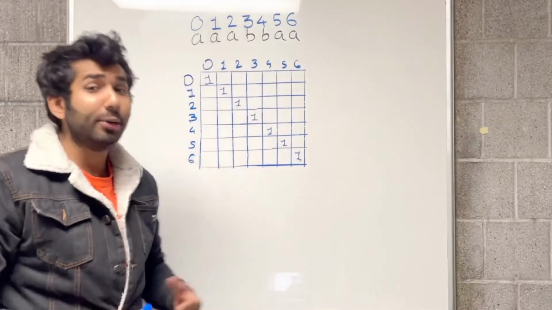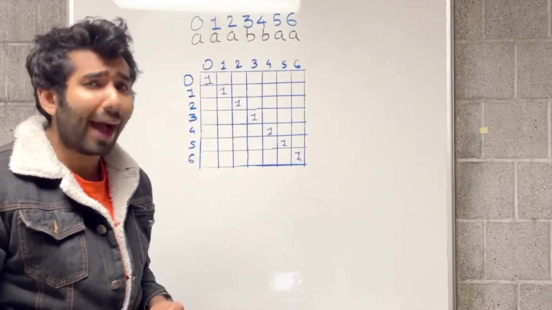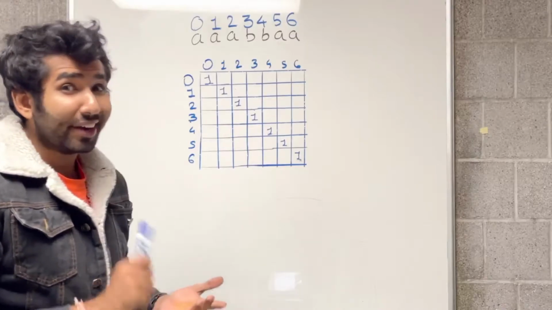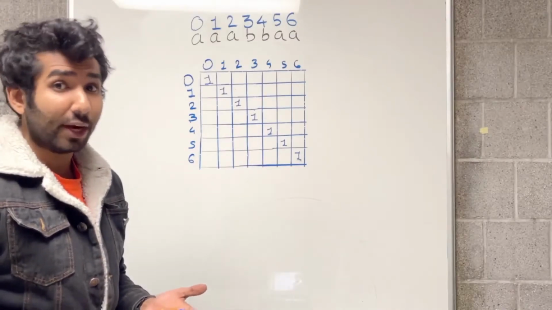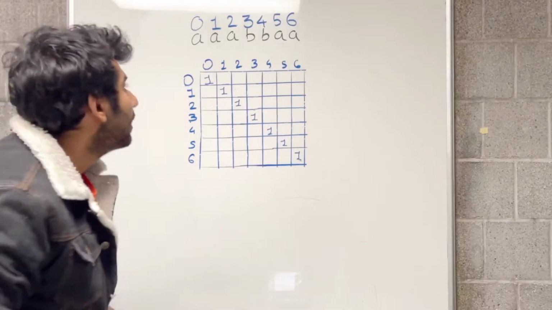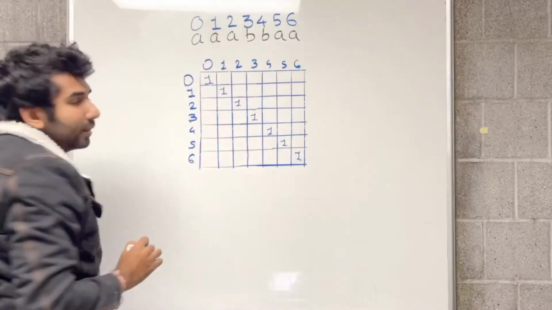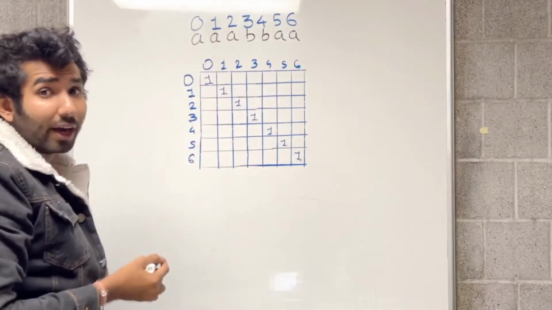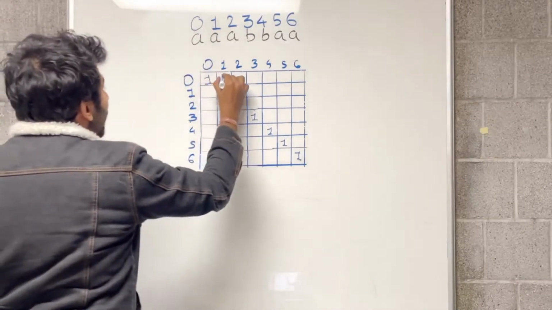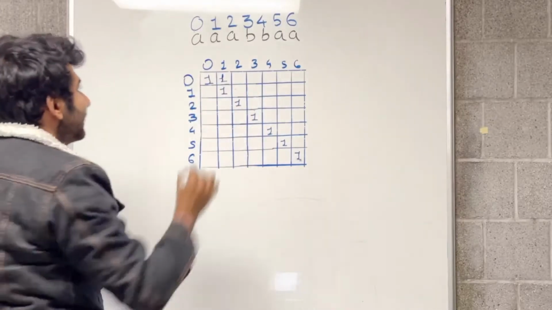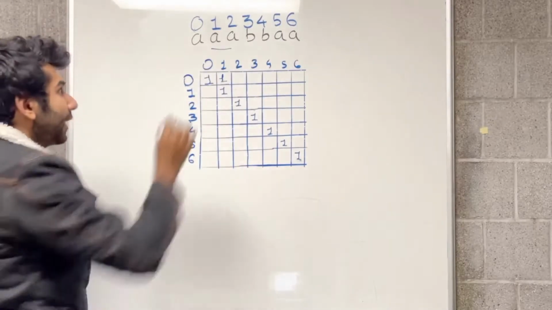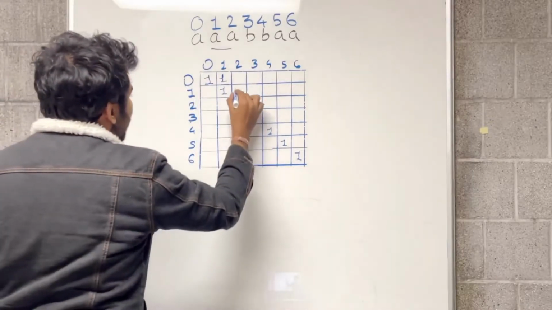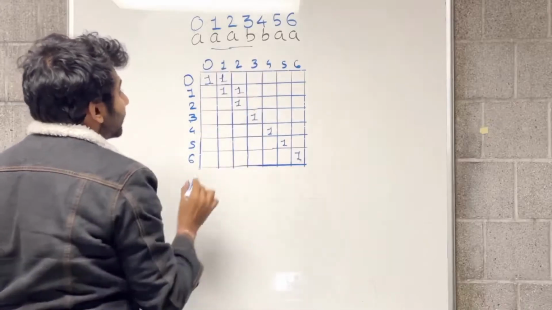Now, in order to determine whether a substring with length 2 is palindrome or not, we just need to check one condition. If the starting character and ending character are both the same, then it will be a palindrome. Let's see. So the first substring will be with starting index 0 and ending index 1. As both of them are same, AA, we can write 1 over here. Similarly, second substring starting at 1, ending at 2, and as both of the characters are same, we can write 1 over here.